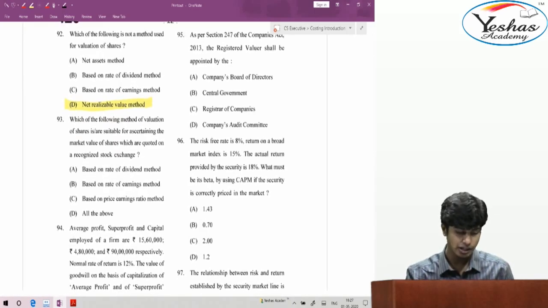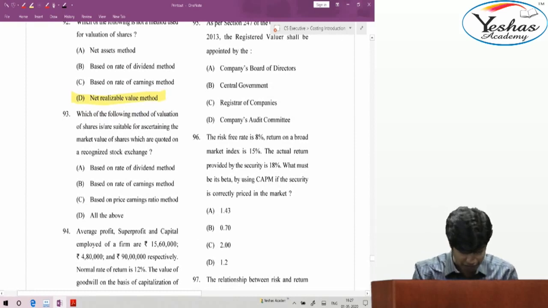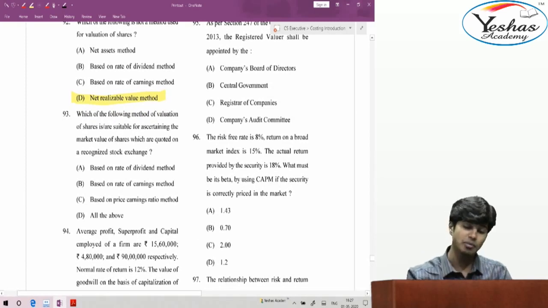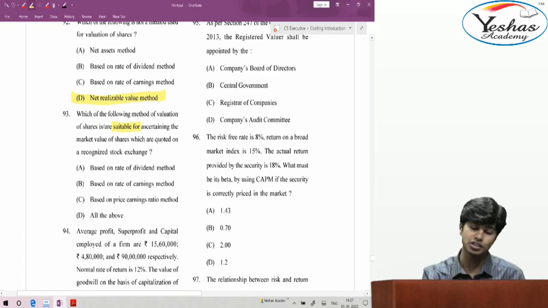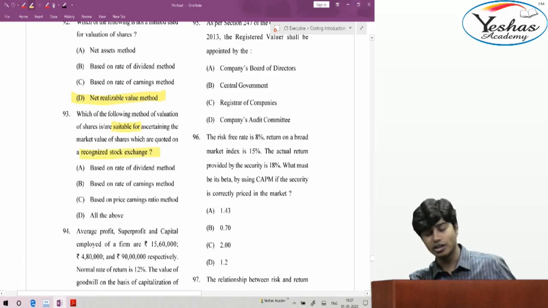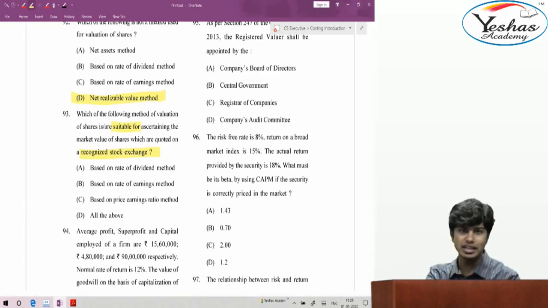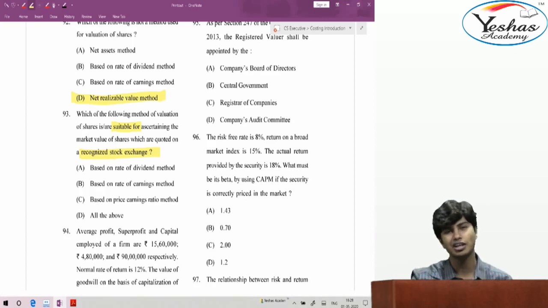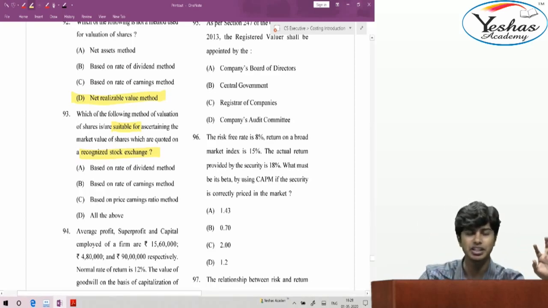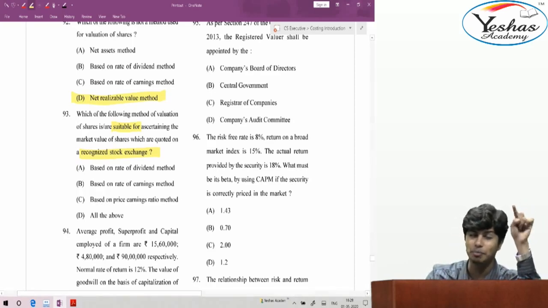Come on, let us go to question number 93. Which of the following methods of valuation is suitable for ascertaining the market value of the shares quoted in the recognized stock exchange? Now, if you are trying to buy shares in the market on a stock exchange, which method will you use? Will you use net asset method? No, you will not be asking for the company's balance sheet to find the intrinsic value. I told you, whenever you want to trade a company share, you can straight away tap on that company's details, and then its EPS and PE multiple will be given there only. So when PE ratio and earnings per share are given, multiply that and you will get MPS.